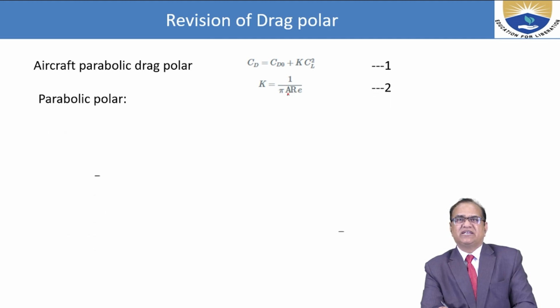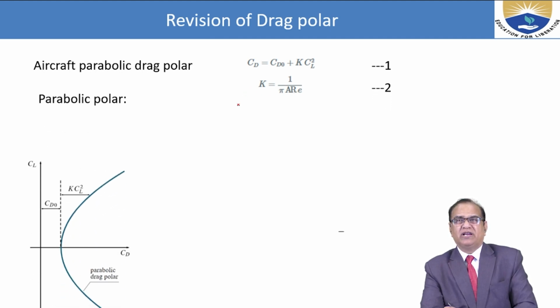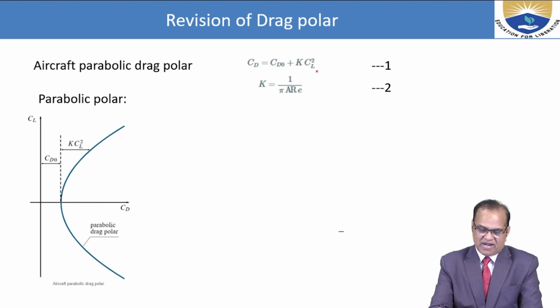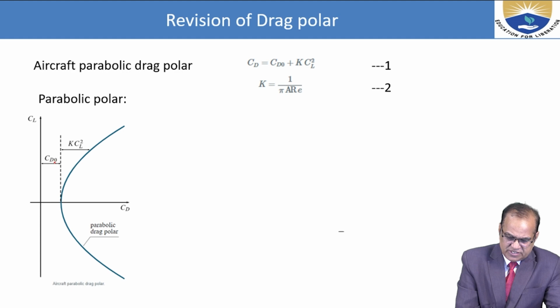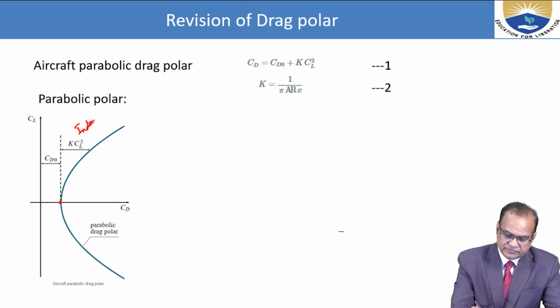Now, if you see the parabolic polar here, it is a parabolic equation. So here it is the CD naught, and it is K CL square. It is the induced drag, and this is the parasitic drag.